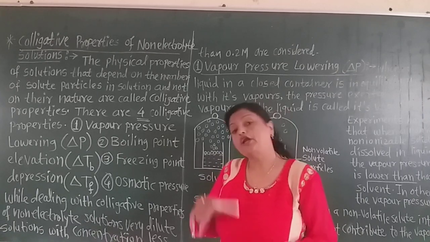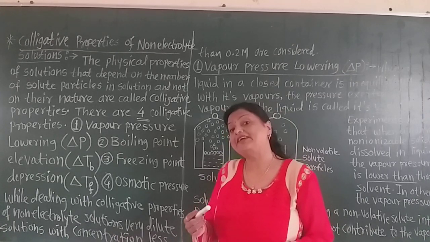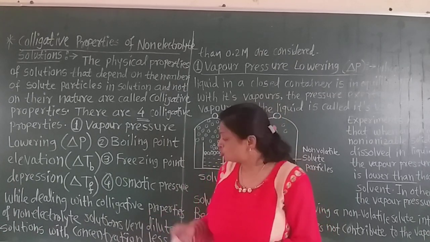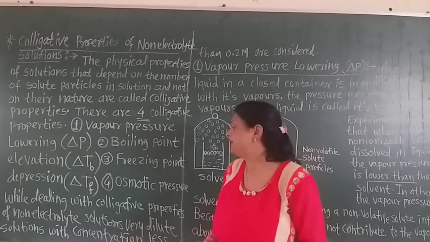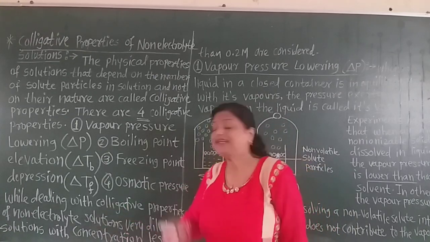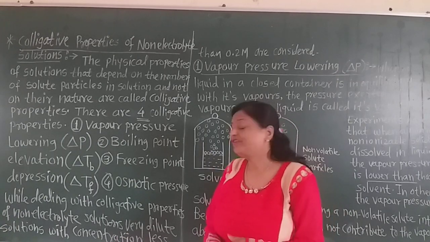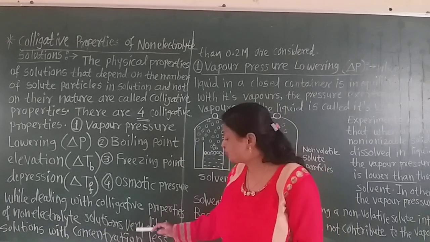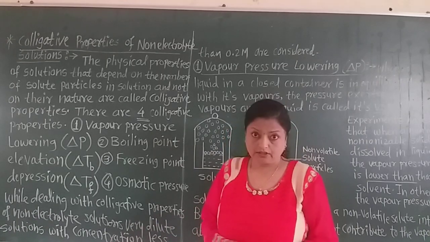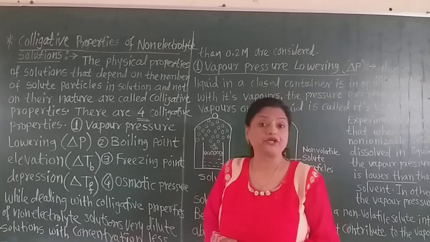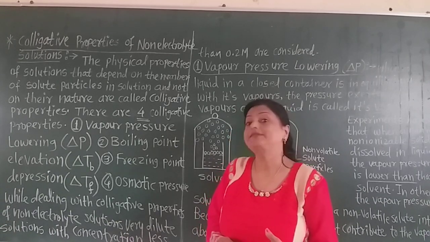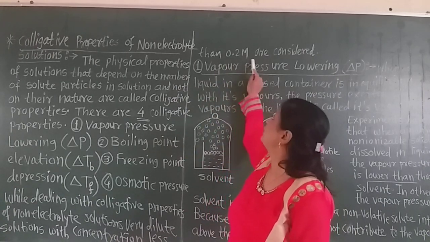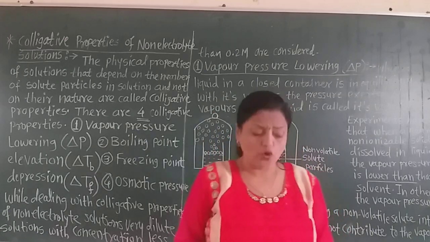Remember that the colligative properties of electrolytes are different from those of non-electrolyte solutes. So in this chapter we have to consider only the colligative properties of non-electrolytes. And when we deal with the colligative properties of non-electrolytes, that solution must be very dilute. That means we have to study colligative properties of a very dilute solution. And the concentration of that dilute solution must be about 0.2 molar or less than 0.2 molar.